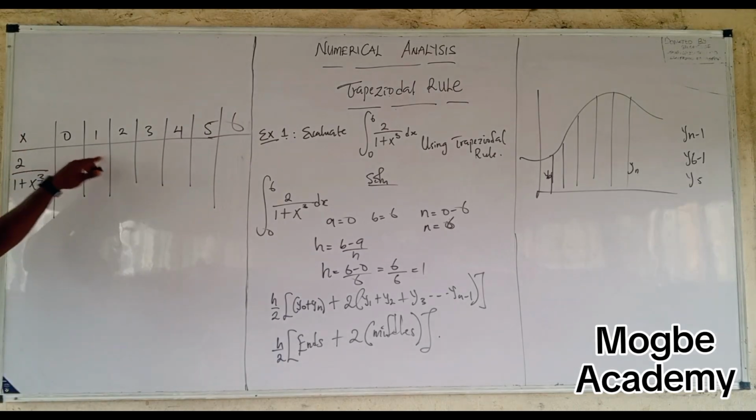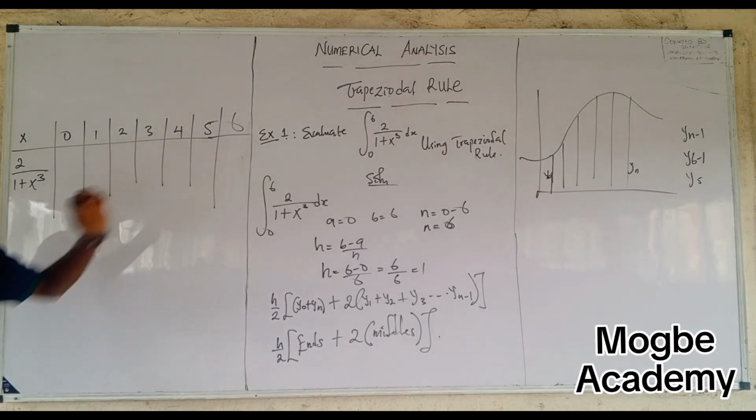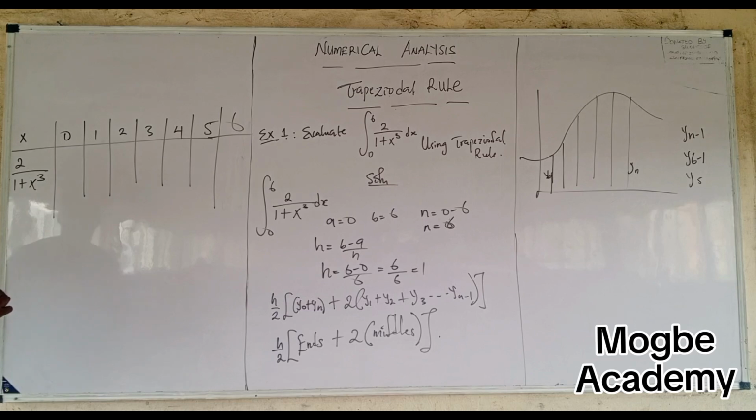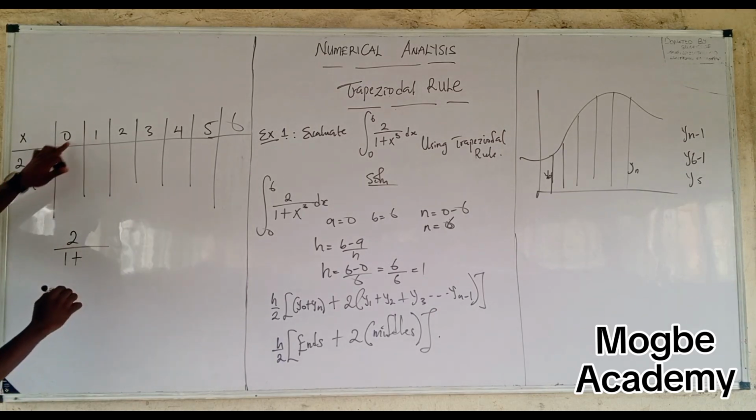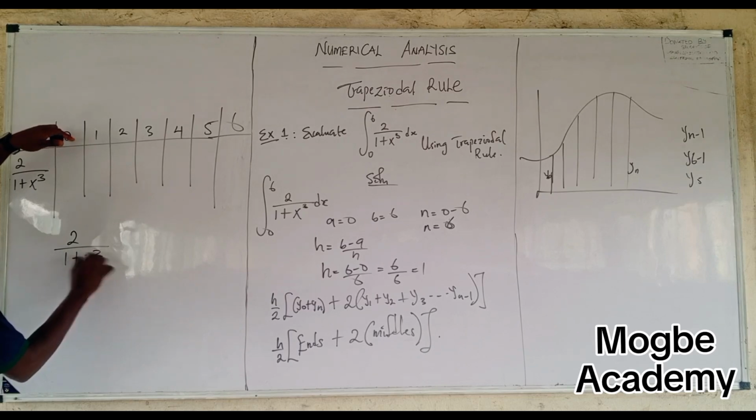Now, if you have 0, 1, 2, 3, 4, 5, and 6, the next thing that should come to your mind is, wherever you see x raised to the power of 3, you put 0 here to get the value for this. Then, for 1, wherever you see x raised to the power of 3, you put 1 in this order. Are we together? Now, for the first one, you simply have 2 over 1 plus 0 cubed.